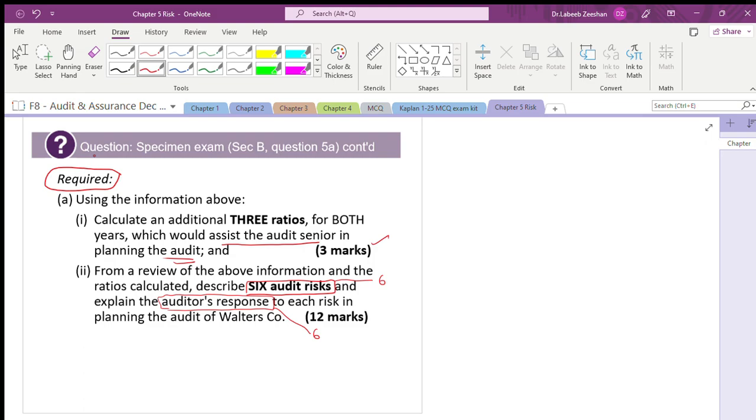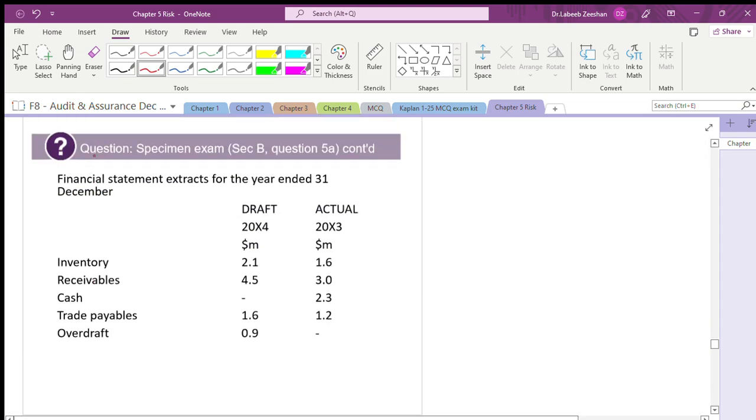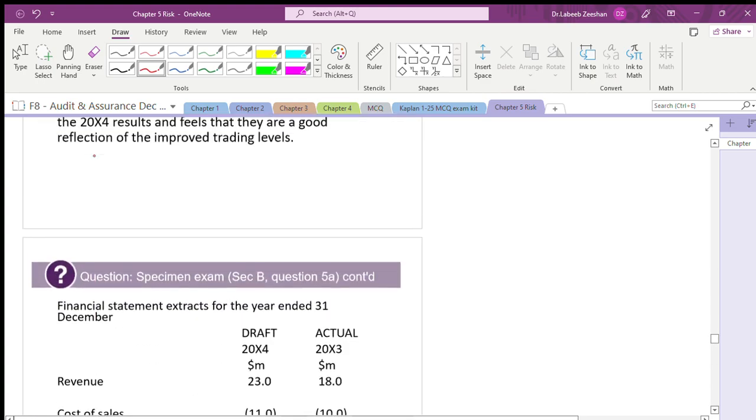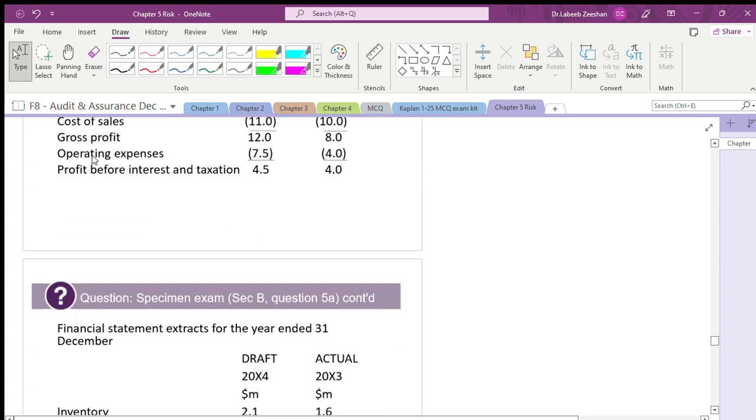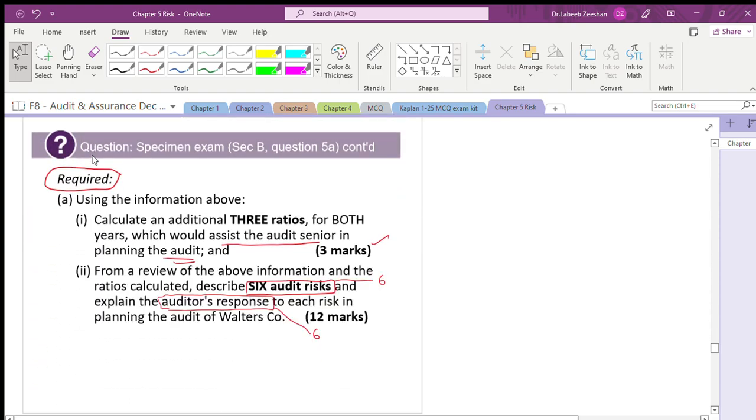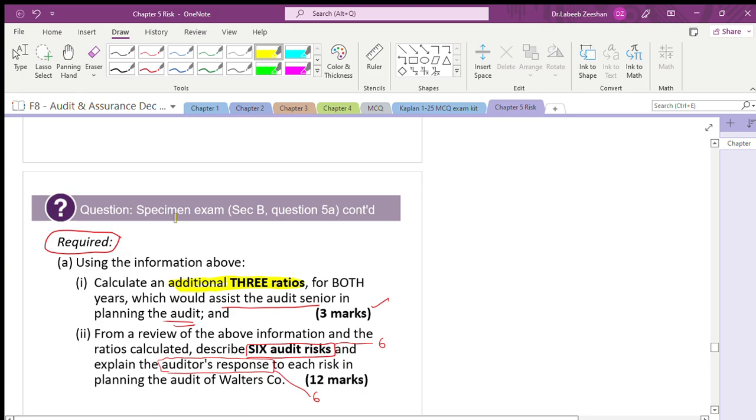Now, once you have done this, you go back to the scenario. They say 6 additional ratios. See the things: they say additional ratios, which means they have already calculated some ratios. Apart from those ratios, we have to calculate the other 3 ratios. For ratio analysis, keep your calculator ready with you. All through the classes, the calculator has to be there.